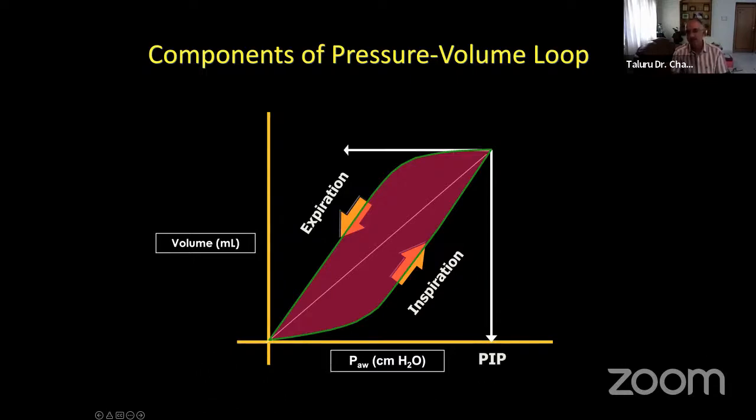Because this is a pressure line, this will be the PAP pressure and this is the volume line. So what will be this? In volume scalar, on the volume line, what was this? This was the tidal volume. So this will be tidal volume now.